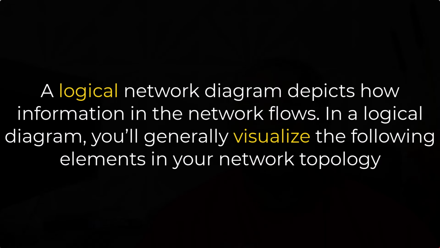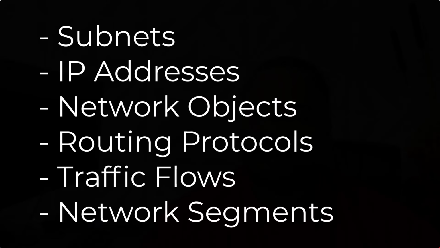A logical network diagram depicts how information in the network flows. In a logical diagram, you'll generally visualize the following elements in your network topology: subnets, IP addresses, network objects, specific routing protocols, and potentially traffic flows or network segments.